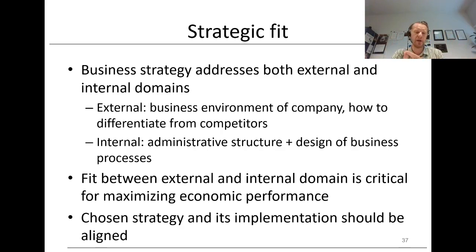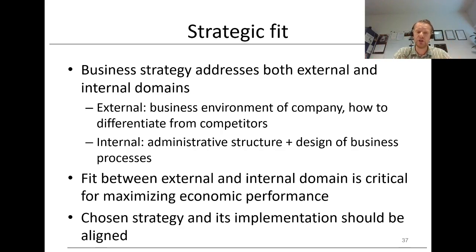Do I have a unique product like Apple, who creates an entire community? Or do I differentiate in other ways? Like with Blue Courses, we differentiate because we give courses provided by experts in the field, and we have our sustainability purpose that we strongly believe in. And then internal, I have my administrative structure and the design of the various business processes to support my business strategy. And there should be alignment between both, right?